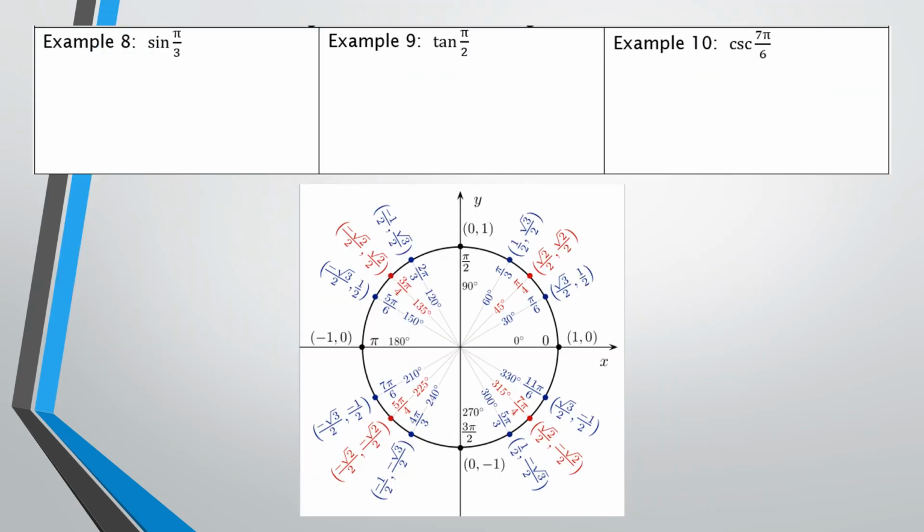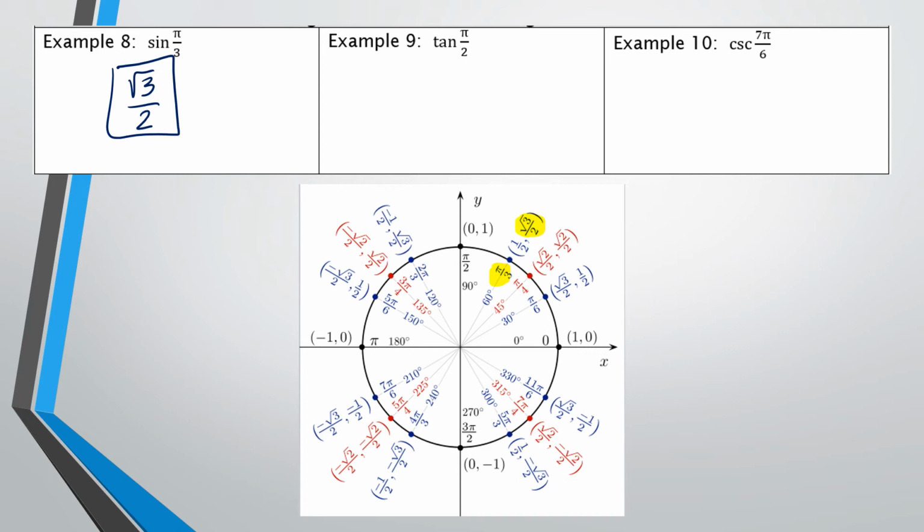Example 8 is going to be really fast. I'm going to find pi over 3 on my unit circle, which is right here. And then my answer is going to be the y-coordinate of that ordered pair. So final answer for example 8 is the square root of 3 over 2.